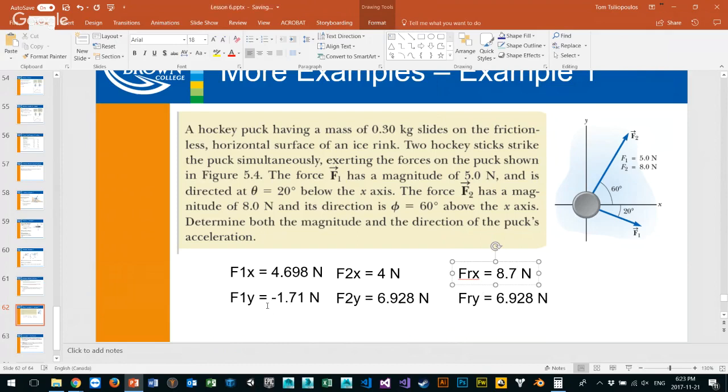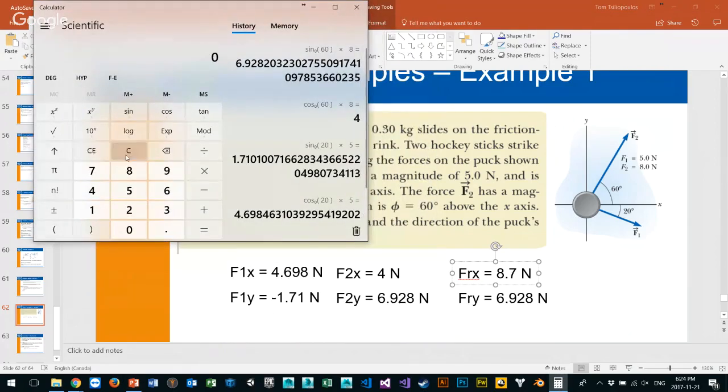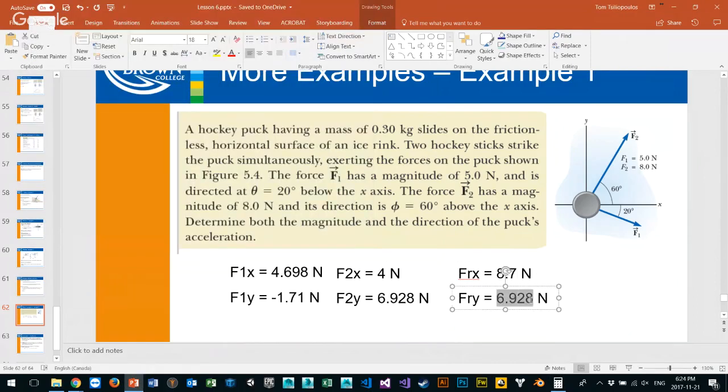And on the y-axis, we take this minus 1.71 and add it to 6.928. Let's just figure that out. I'm not going to figure that out by hand because I'm just not going to do that. So 6.928 minus 1.71 is equal to 5.218. So 5.218 newtons.